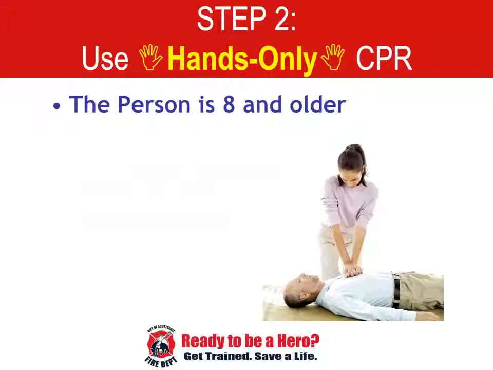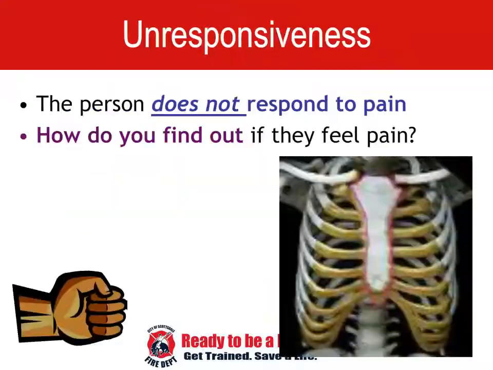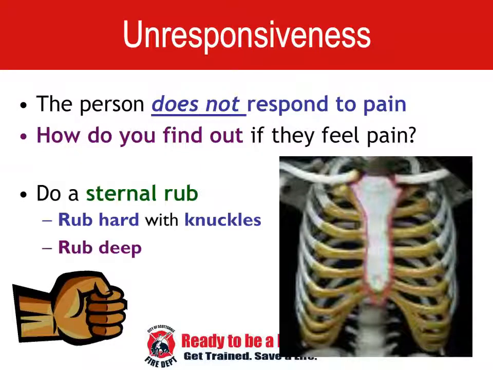So, we think the person is at least 8 years old, and we know they are unresponsive. How do we know they are unresponsive? If you recall, checking for a pulse isn't always accurate. Instead, we do what's called a sternal rub. The sternum is the long flat bone located in the central part of the chest. To do a sternal rub, take your knuckles and rub really hard on the sternum. It hurts. A person who is merely unconscious is going to show some kind of life.